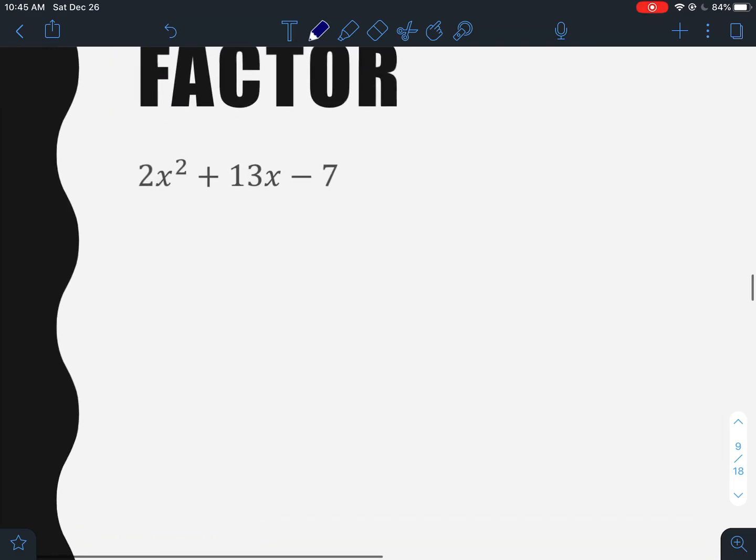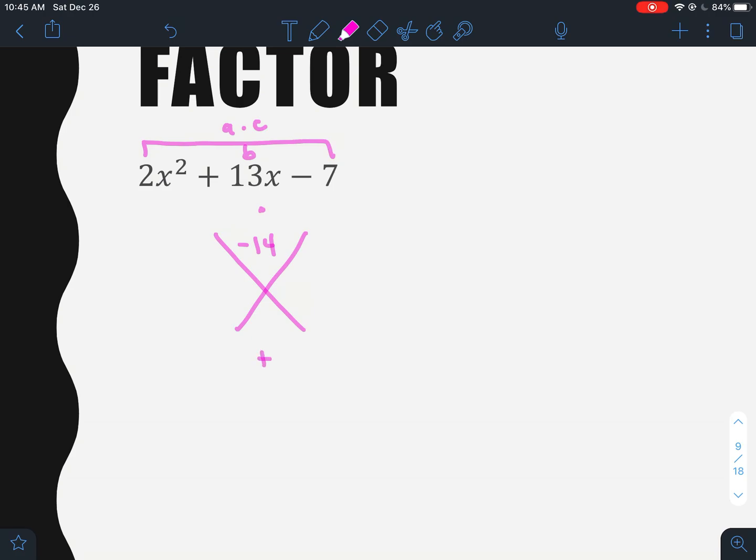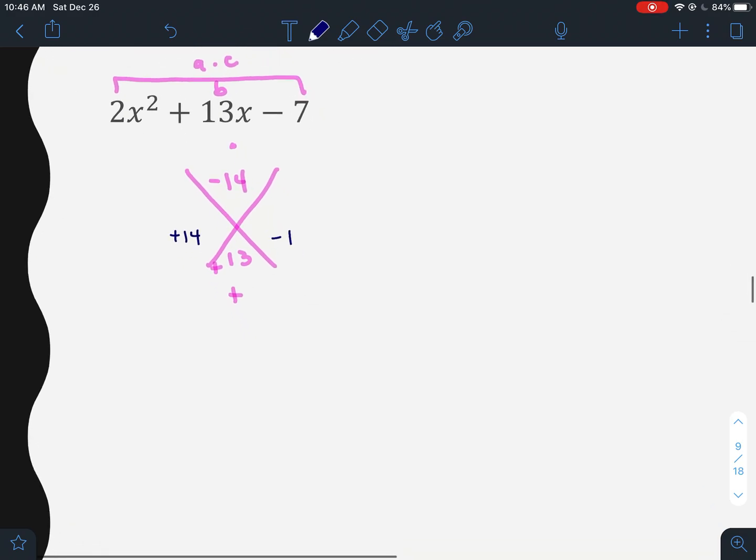All right, let's look at the next one. 2x squared plus 13x minus 7. So again, start by taking a times c, so that 2 times the negative 7. So we want two numbers that when I multiply them, I get negative 14. And then when they add, you get the middle term. So when I add them, I get positive 13. So what multiplies to negative 14 and adds to positive 13? That would be positive 14 and negative 1.